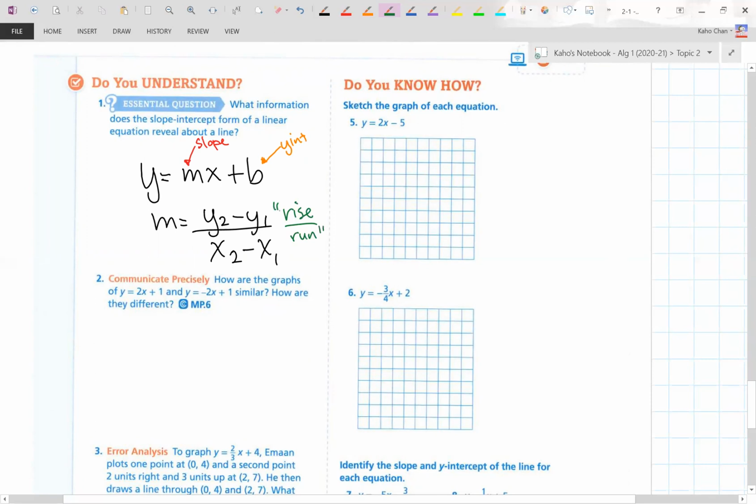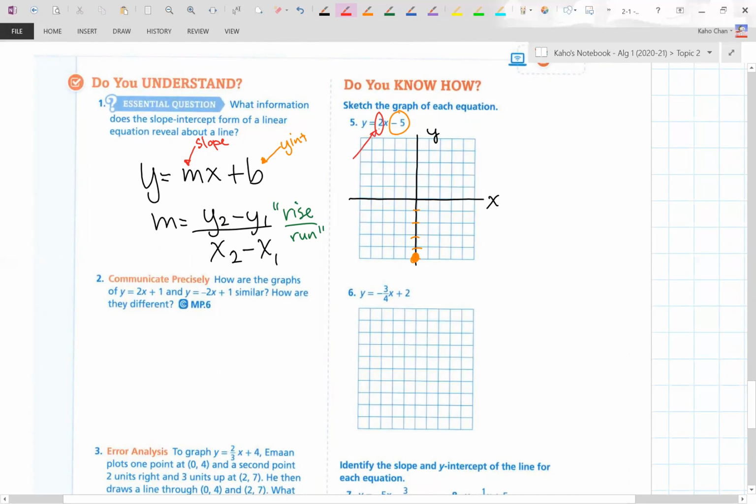All right, let's create some axes here for number 5. That negative 5 is kind of screaming out at me. Negative 5 is the y-intercept. Let's go to the y-axis, go to negative 5. Put a dot there. There's your starting point. We have to go somewhere. That's the slope, the coefficient in front of x.